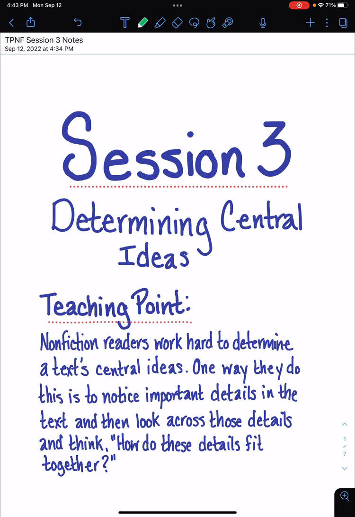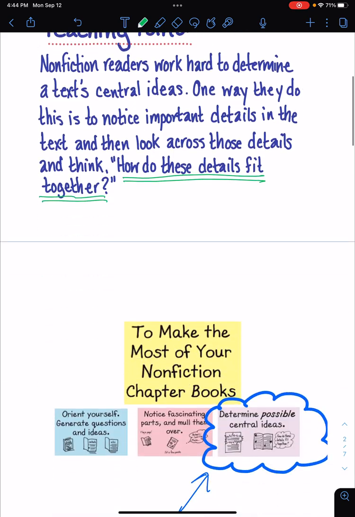All right, guys, so session 3 is about determining central idea. The teaching point right here says nonfiction readers work hard to determine a text's central ideas. One way they do this is to notice important details in the text and then look across those details and think, how do these details fit together? So that's the major question we're going to be talking about today: how the details in our texts fit together. That's how you end up figuring out a central idea. So that's what we'll be working on.